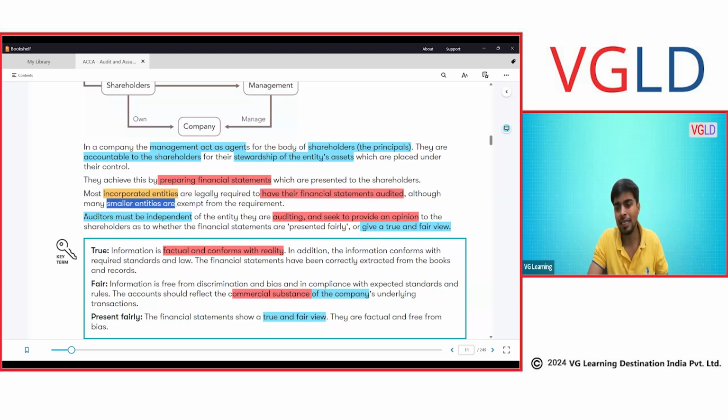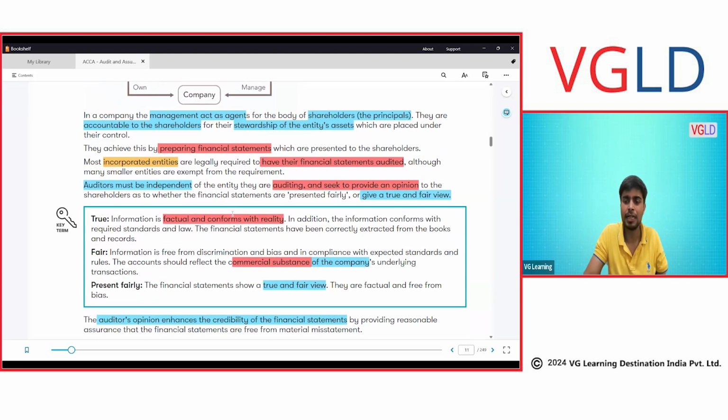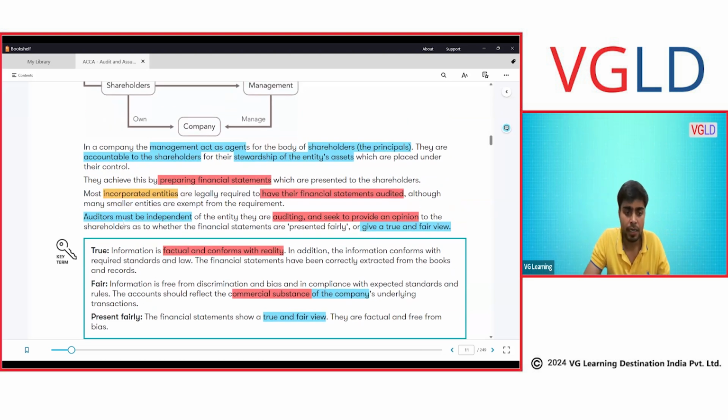Although small entities are exempted, we know that larger companies are required, and smaller companies are not required, to have their financial statements audited. The auditor must be independent of the entity they are auditing. Basically, they should be a third party. They should not be related to the directors. They should not be related to the company. They are supposed to give their independent opinion.